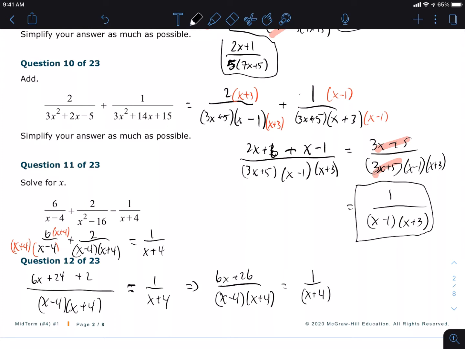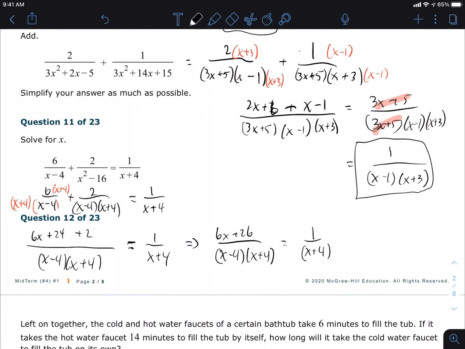And then to solve this, we can just cross multiply, which is going to give me 6x plus 26 times x plus 4, which is going to be equal to this piece here. Such a bummer. There's an actually easier way to do it. In fact, I'm going to show you the easier way to do it because I'm going to save myself some time.